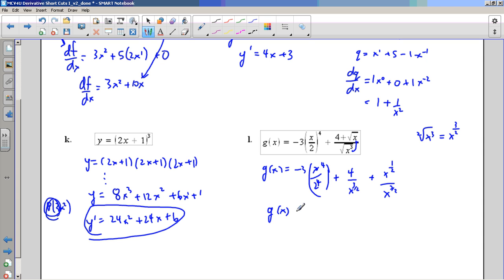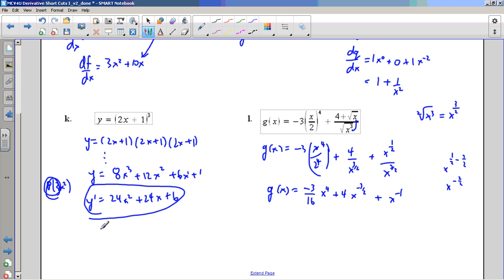I'm going to write all the number parts out front, like write the k value out front, negative 3 over 2 to the exponent 4 is 16, x to the exponent 4. Then I'm going to write this as 4 x to the exponent negative 3 halves, right? Because it's positive on the bottom, it's negative on the top. Here, 2 exponents with the same base x, and I've got to subtract the exponents, right? X to the exponent a half subtract 3 halves is x to the exponent negative 2 over 2, x to the exponent minus 1.